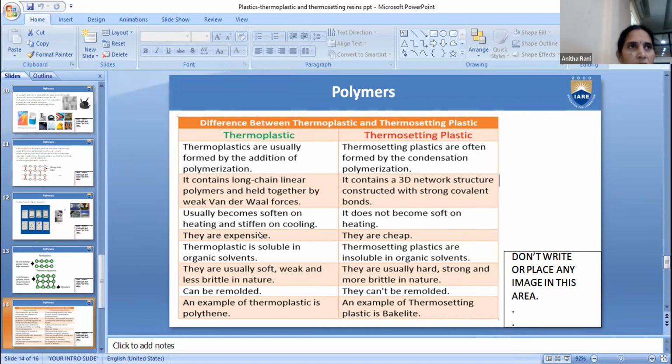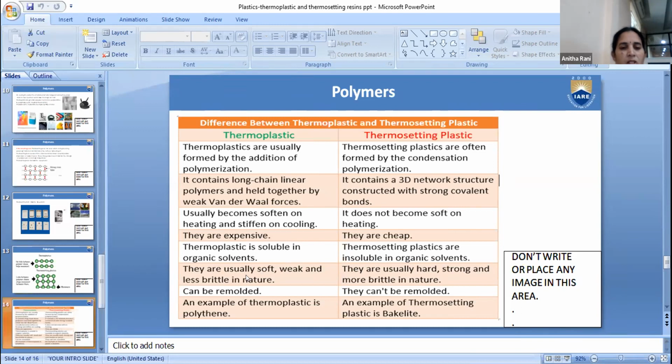Okay, fourth point, thermoplastic resin. They are expensive. Not cheap. Expensive. Okay. Next, fifth point. They are soluble, ma'am, in organic solvents. Organic solvents. Okay, like benzene, ether, and all, they are soluble. Now, thermosetting resins? They are insoluble, ma'am. Insoluble in organic solvents.